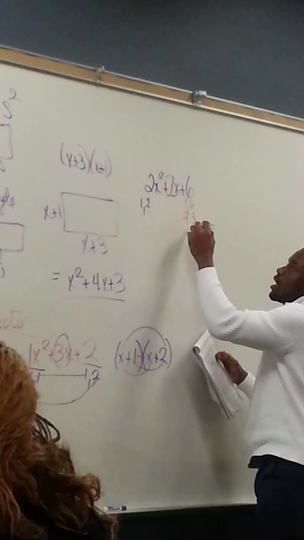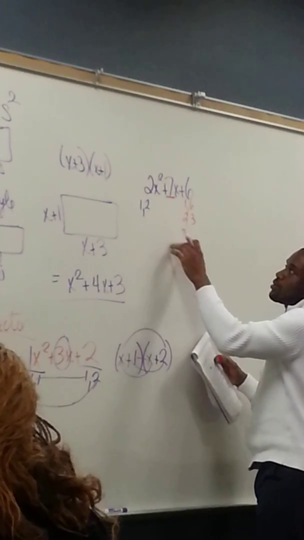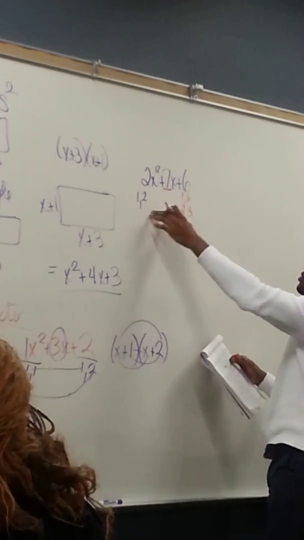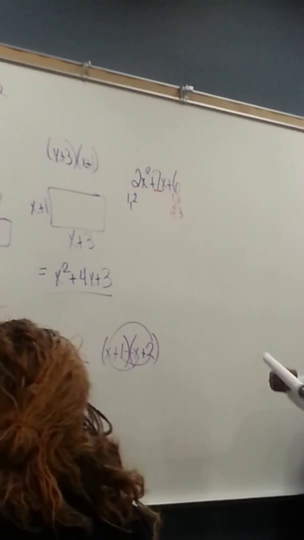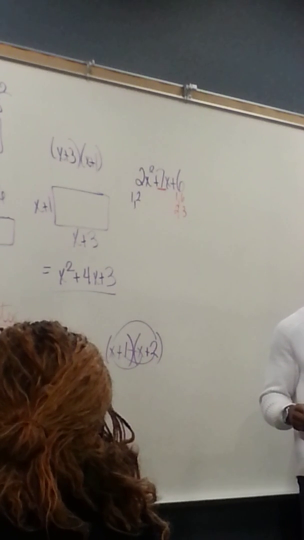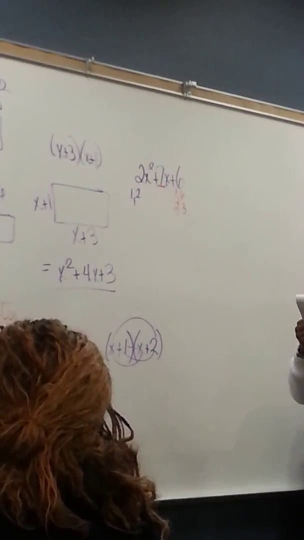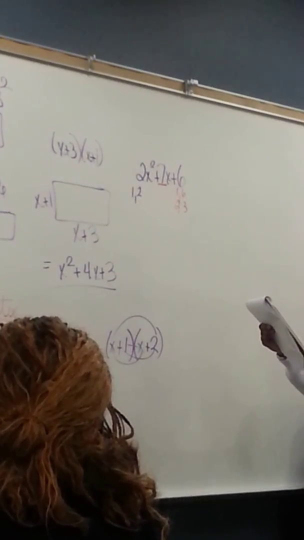3 times 2 is not... No, 3 times 2 is 6. Hold on. 6 times 1 is 6. 2 times 1 is 2. 6 plus 2 is 8. 6 minus 2 is 4, right? Those two don't work. So what in the world can I use?